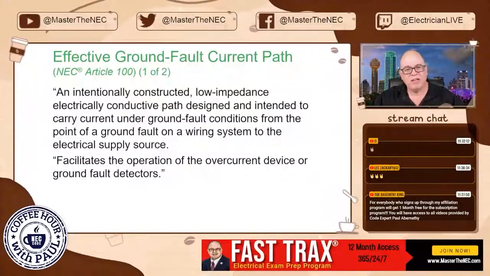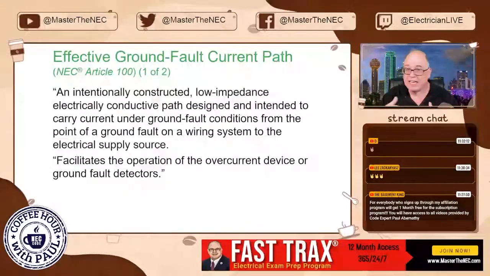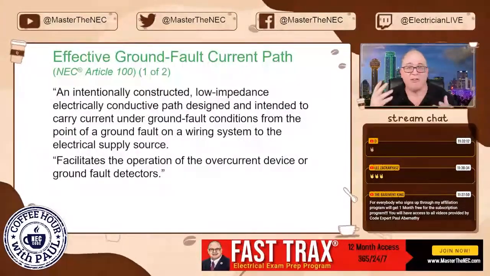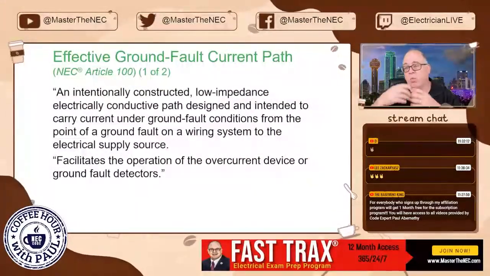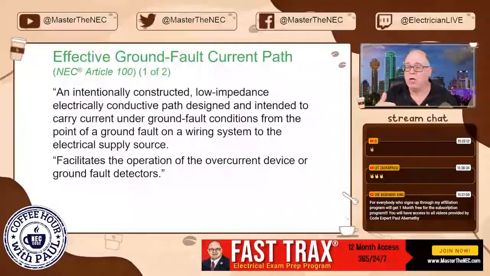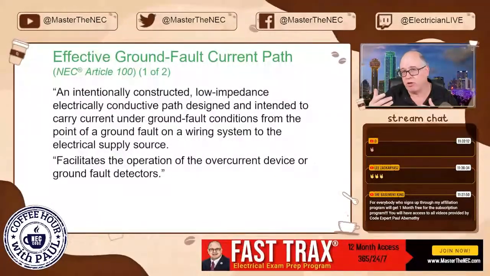Okay? So an ungrounded system is designed that way, and it can be safe. You still have to have equipment grounding conductors. You still have to have those run through the system. But in a short circuit condition, we're not going to have it trip right away on an ungrounded system.